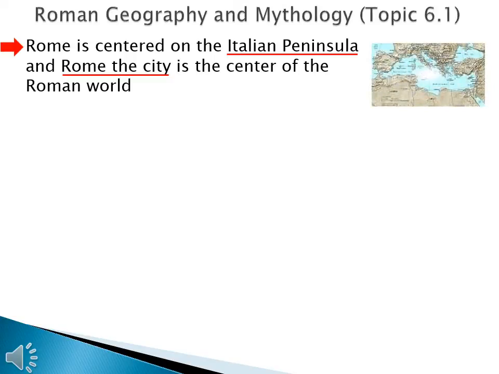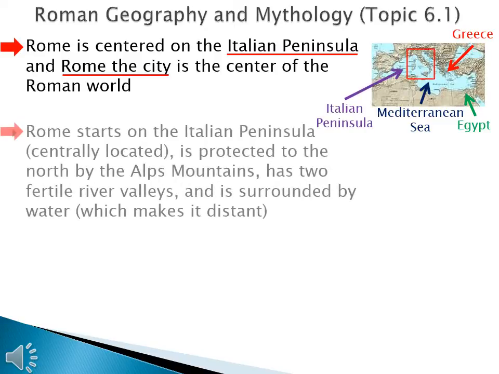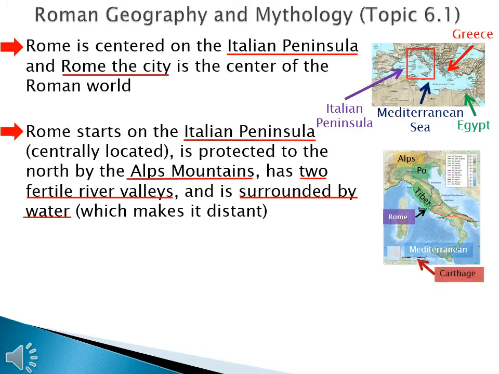So, here's a map of the Mediterranean basin. Let's find some landmarks. Here's the Mediterranean Sea, here's Egypt, here's Greece, and inside the red box is the Italian peninsula. Now, Rome starts on the Italian peninsula. It is centrally located. It is also protected to the north by the Alps Mountains. It has two river valleys, the Po and the Tiber, which is the one that Rome is in, and it is surrounded by water, the Mediterranean Sea, which makes it distant from every other civilization except one, Carthage.